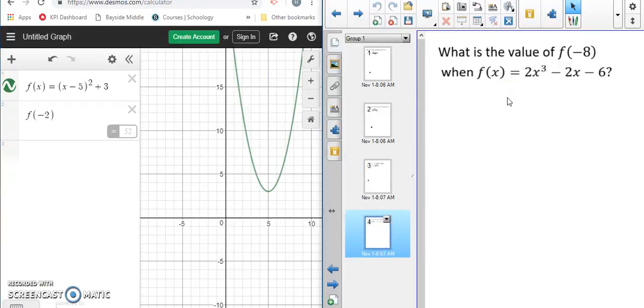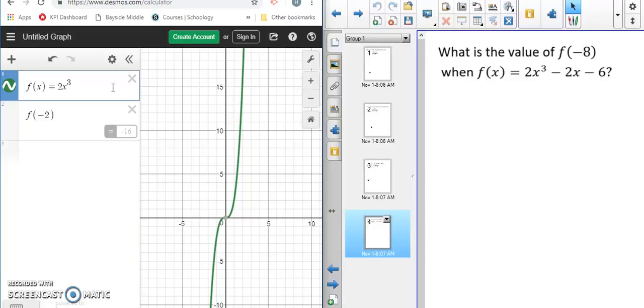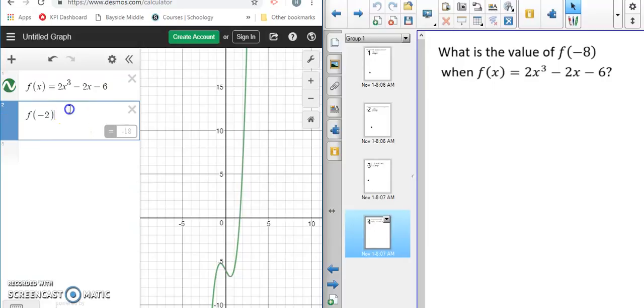What is the value of f of negative 8 when f of x is equal to 2x to the third power minus 2x minus 6? So again, 2x, we want to hit the little caret to the third power, press to the right, minus 2x minus 6. Well, in this case, I want f of negative 8. So my answer here is negative 1014.